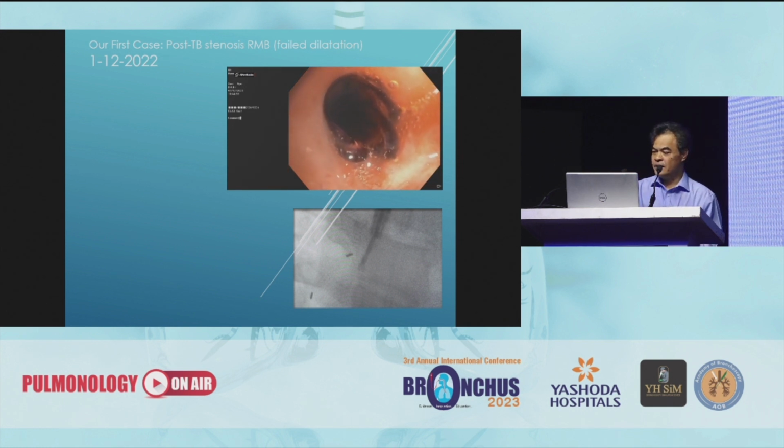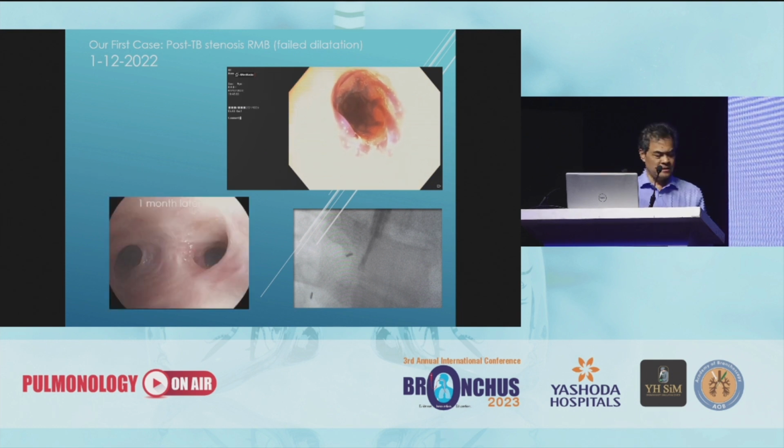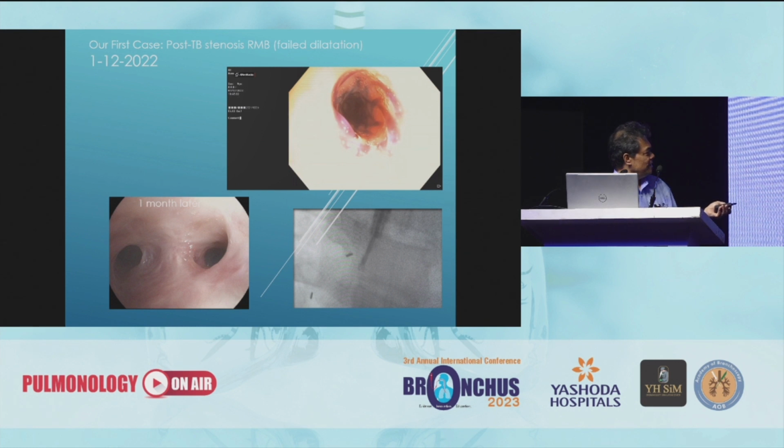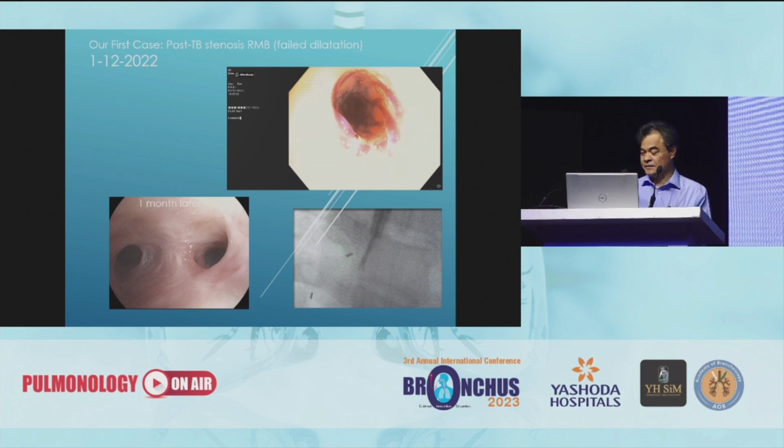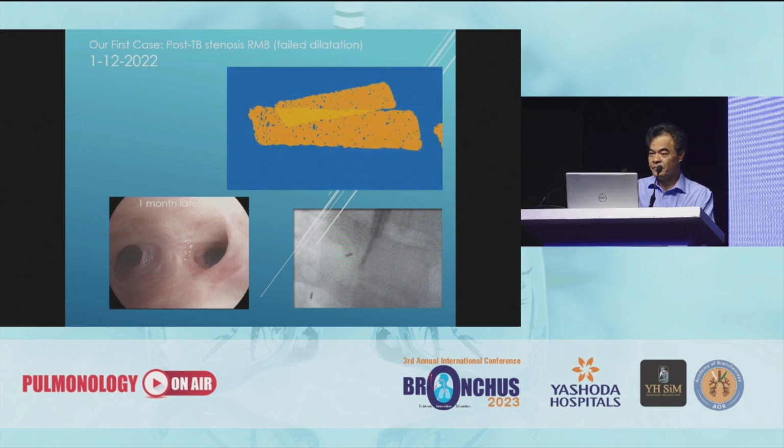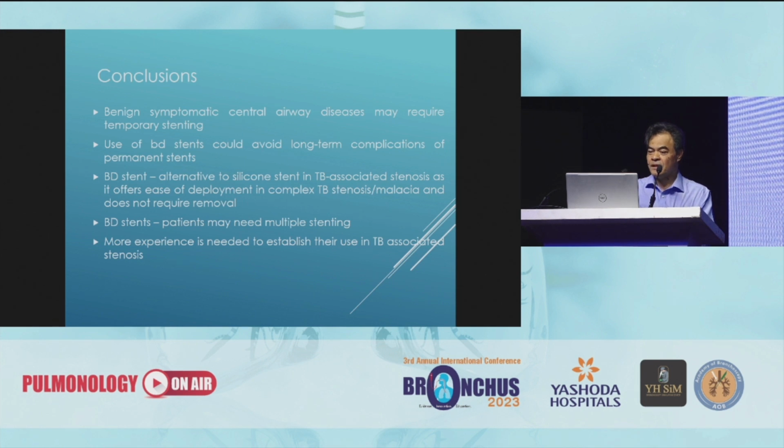All right, and then we did the surveillance bronchoscopy about 1 month later, so you can appreciate the lumen is still patent there. I think maybe the proximal part of the BD stent has already degraded, okay, and the patient is well. All right, and there was no need to remove the stent. So this is my last slide.